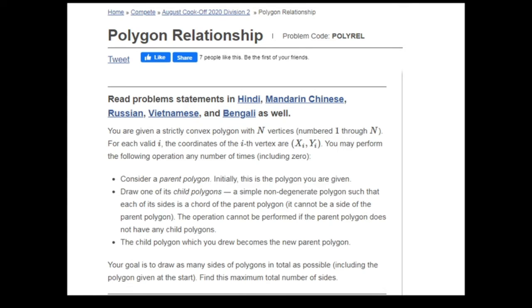Hello guys, so let's start with the problem statement. We are given the number of vertices n of a polygon. Along with that, we are given xy coordinates of all the n vertices.